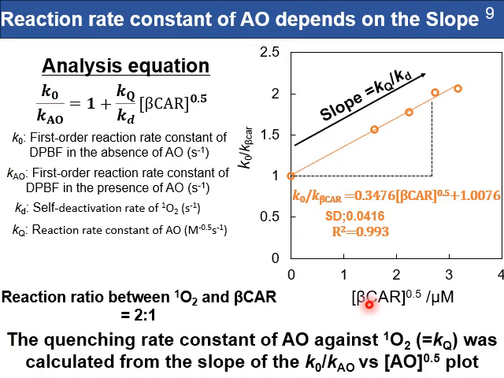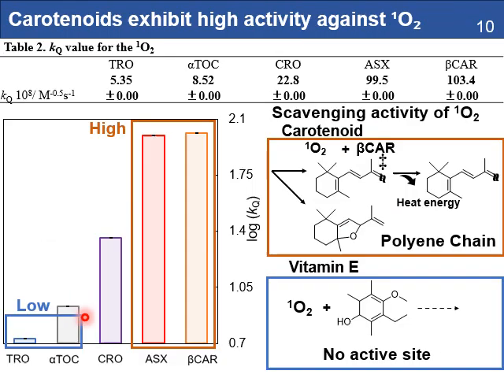Since we have calculated k, we use the analysis equation to determine the reaction rate constant, kq, between singlet oxygen and the antioxidant. The slope of this plot reflects the singlet oxygen quenching activity, so we also calculate the kq values for the other antioxidants using this equation. This is the kq value. Please take a look at the graph, which shows the logarithm plot of the kq values.